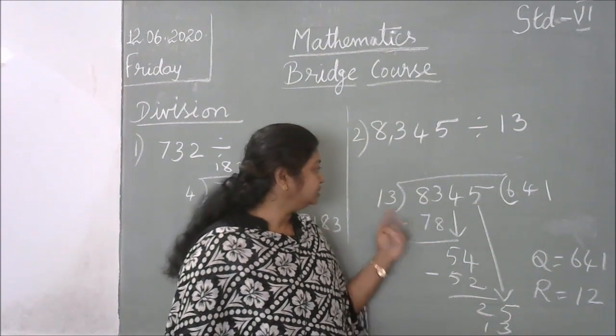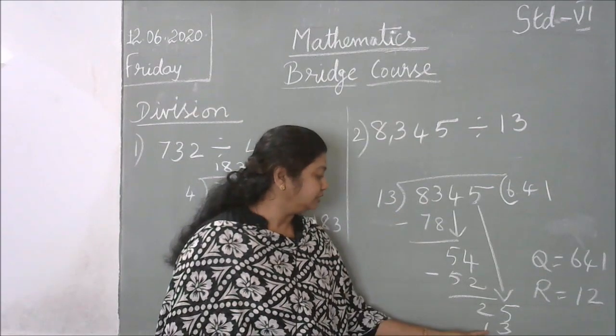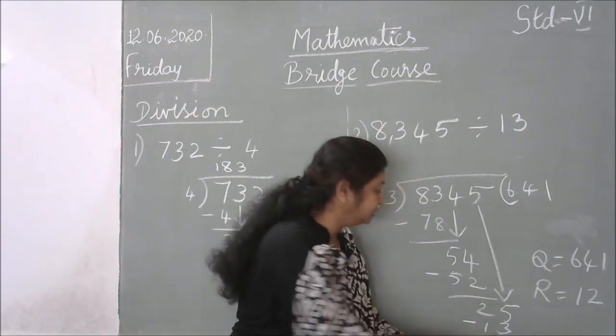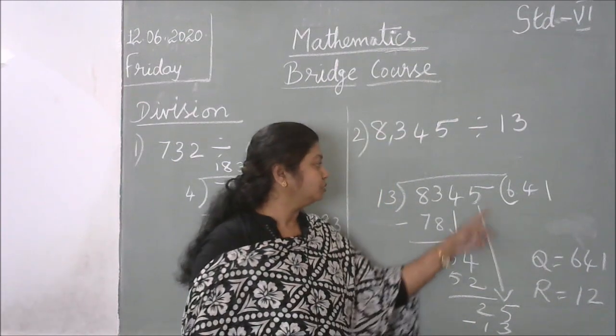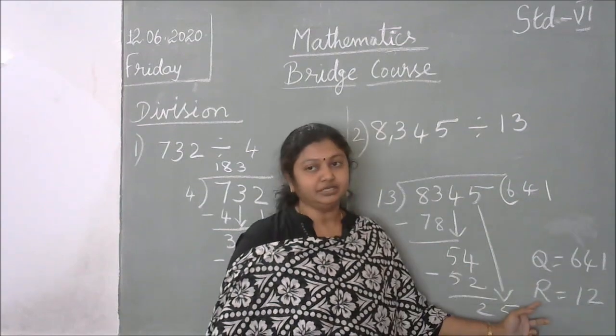How many 13s are there in 25? 1, 13 is 13. So what is the remainder? If you subtract 13 from 25, you get the remainder 12. So what is your quotient? 641. The remainder is 12.